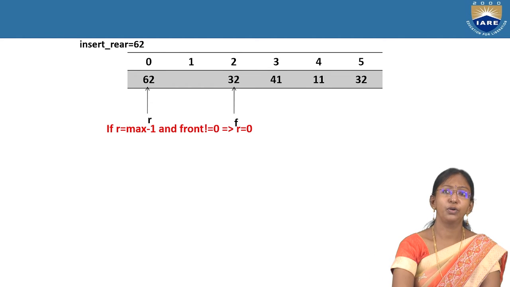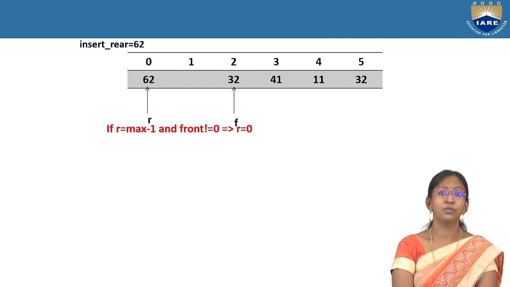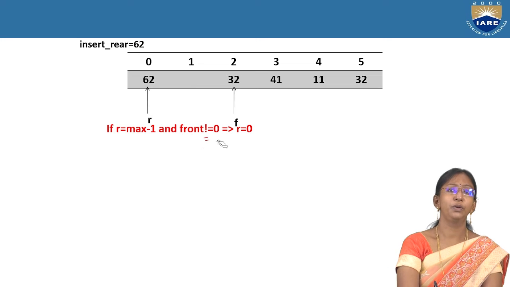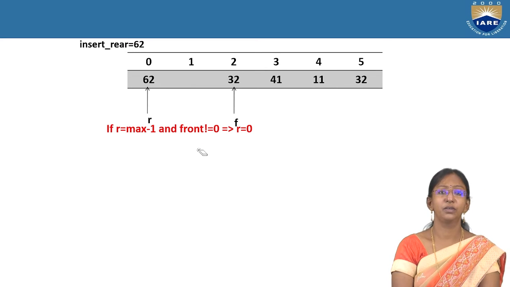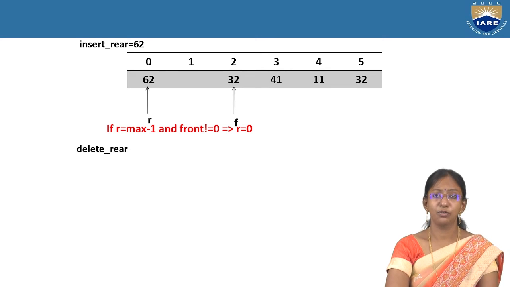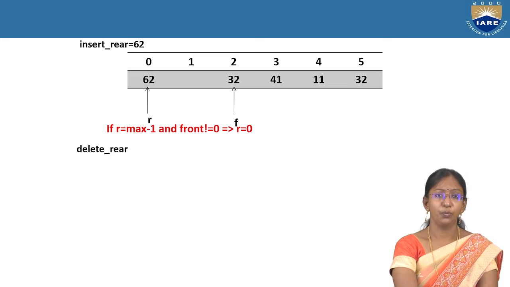So my rear was pointing to the last element. So to insert an element at the rear end, first of all I have to check whether the front is pointing to 0 or not. If it is not pointing to 0, we can make rear point to 0 and insert the element, right? So let's see this last option, which is deletion at the rear. Okay, rear is pointing to 0.